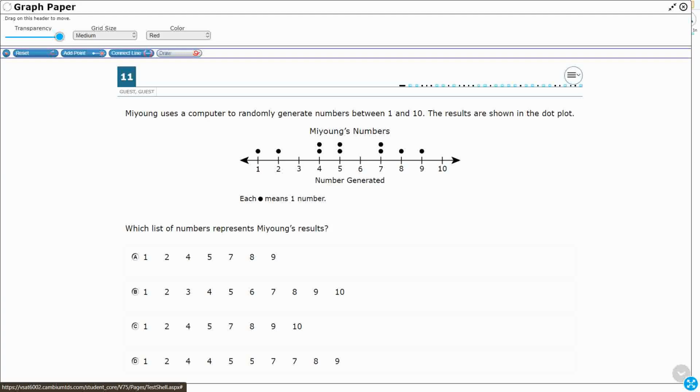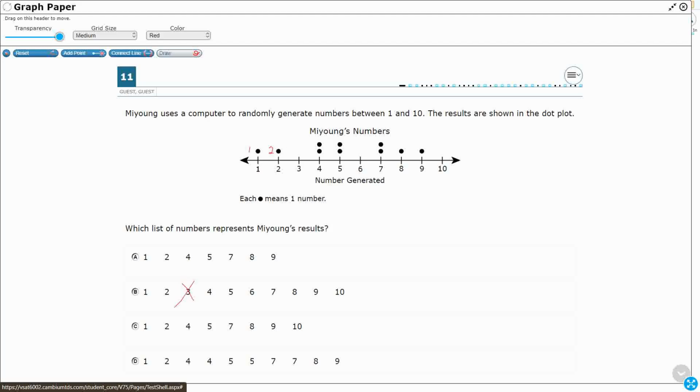You see I've got one dot above the 1, so I can list 1, 1. One dot above the 2, I can list 1, 2. There's nothing for the 3, so I'm not going to list a 3. So that's going to be incorrect right there for B. That just lists all 10 numbers.